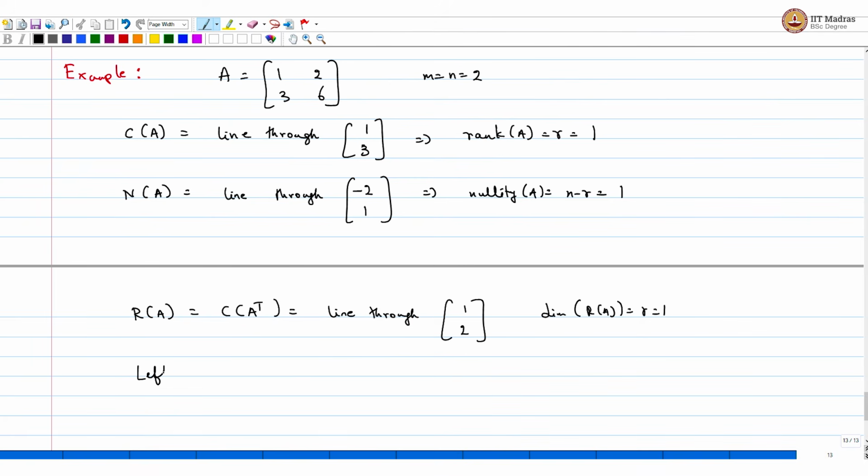Now you are left with the left null space, which is the null space of A transpose. This you can check is the line through, and through what? You just look at this, the answer will be apparent. Minus 3 times the first row and 1 times the second row will give you the 0 entry. The dimension of the null space of A transpose equals 1.